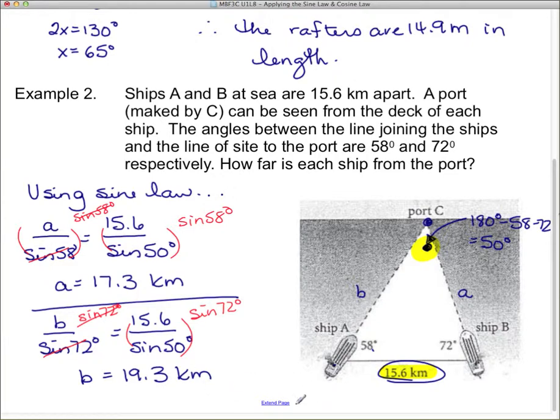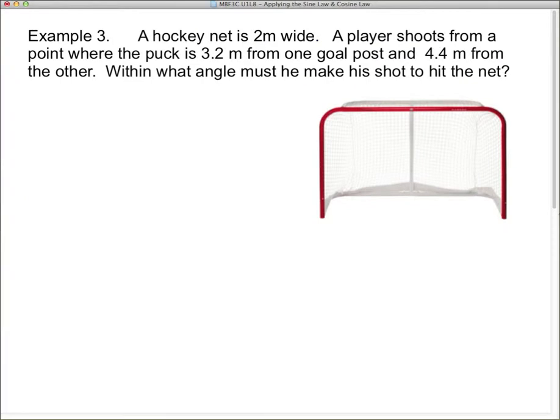that's 19.3 kilometers. And we really should put a concluding statement here, but I don't really have room and I don't really have time. We're already past the 15-minute mark, and I got one more example to do. So let's try to get through this one.